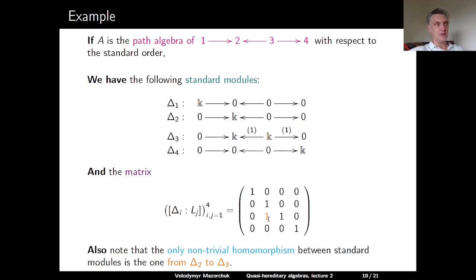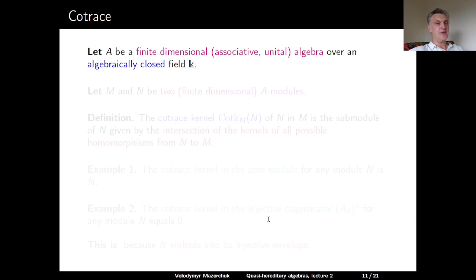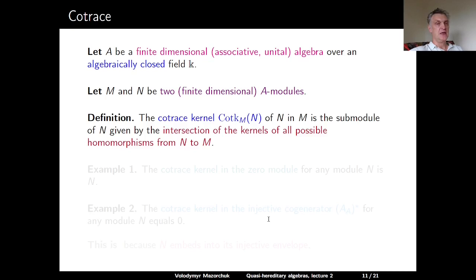Okay, so this was about standard modules, and now we have to do exactly the same thing for the dual notion of a costandard module. So we start with the notion of a cotrace and cotrace kernel. Let A be a finite dimensional associative unital algebra over an algebraically closed field K. Let M and N be two finite dimensional A modules.